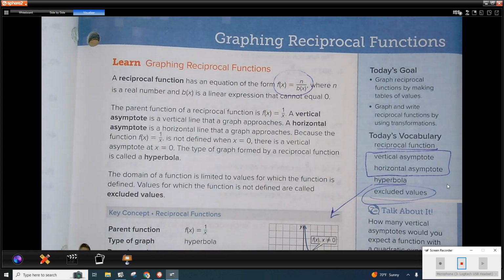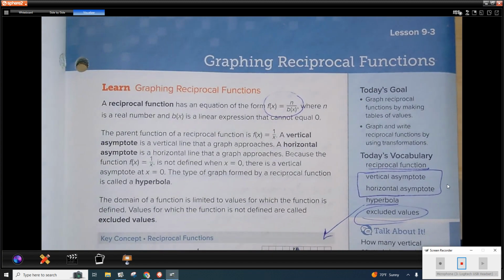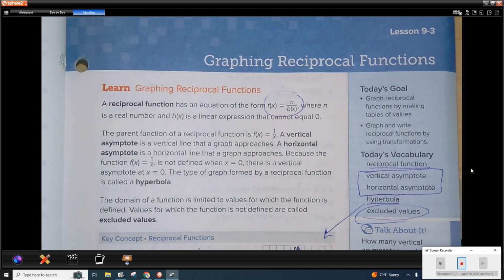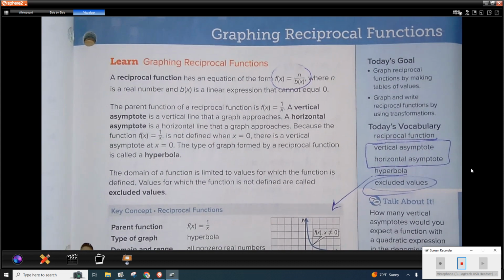Hello, I'm going to go over 9-3 reciprocal functions. I had started and then announcements happened, so here I start again.